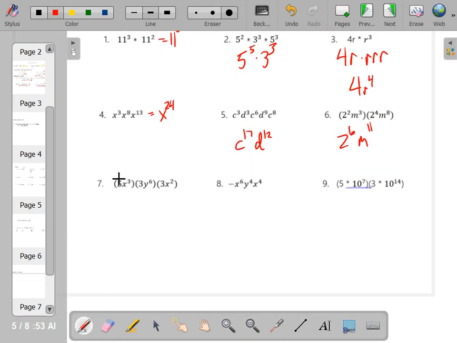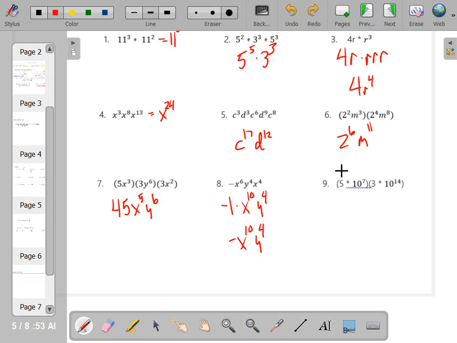Let's see, 5 times 3 times 3, 9 times 5 is 45. X cubed and x squared make x to the 5th, y to the 6th. Okay, now you have a minus sign out front. Think of that as a -1. It doesn't really affect anything. -1 times. Now we have x to the 6 and 4 make 10, y to the 4th. Don't let the minus sign freak you out. You could write it like this if you want, but the minus sign doesn't do anything. If it was inside the parentheses, you might have a different issue, but it's not.